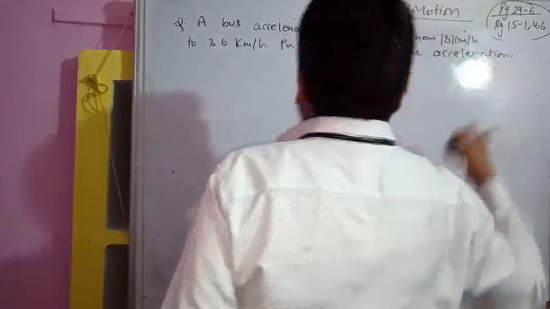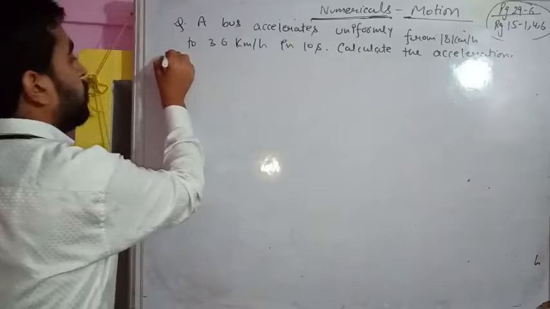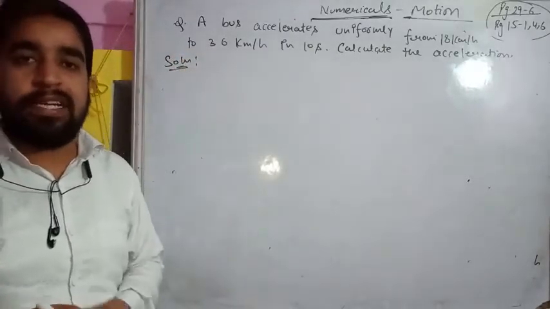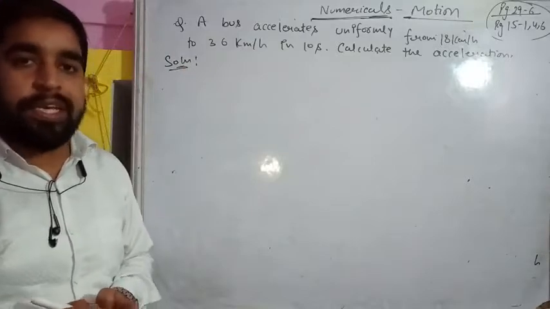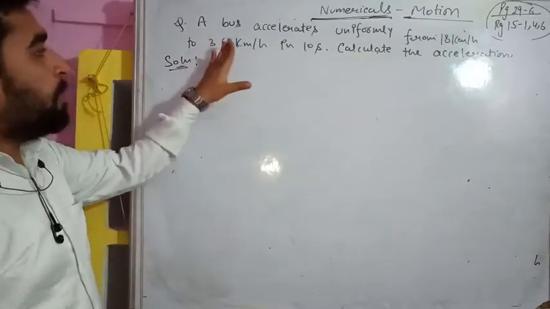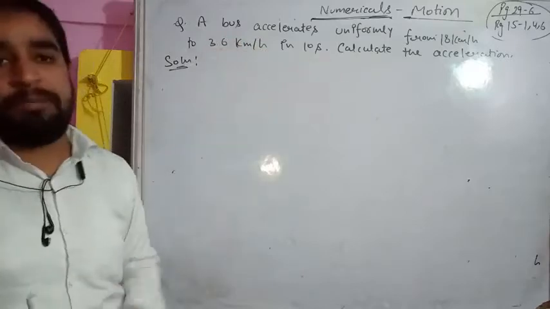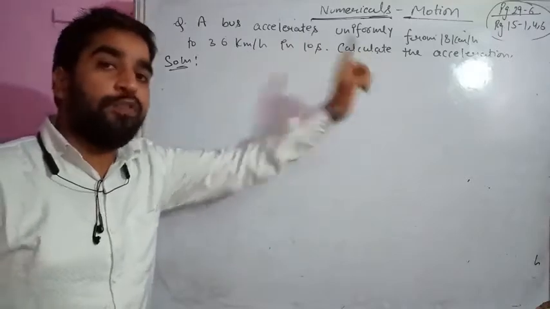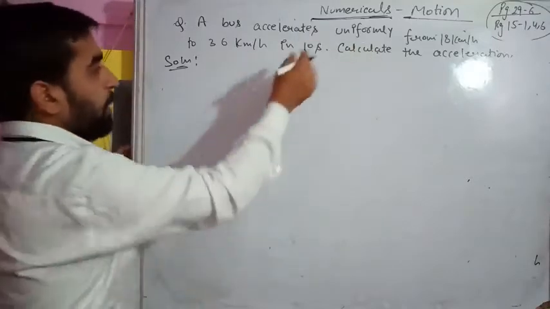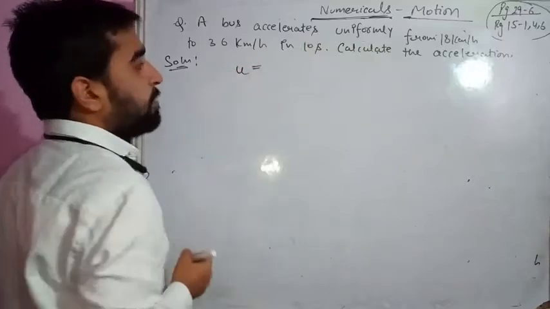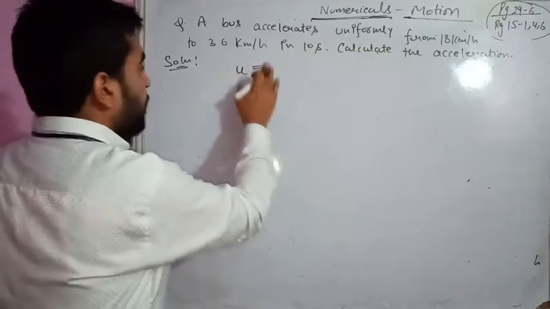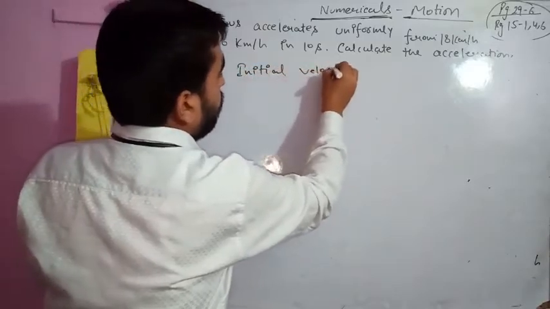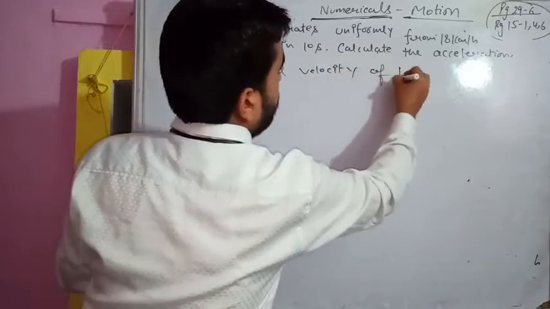So students, you are all aware of the formula for acceleration. Acceleration is change in velocity upon time taken. So a bus accelerates uniformly from 18 km per hour. So the question is starting with the bus with a speed of 18 km per hour. So this 18 km per hour will be taken as initial velocity. You can write it properly: initial velocity of bus.